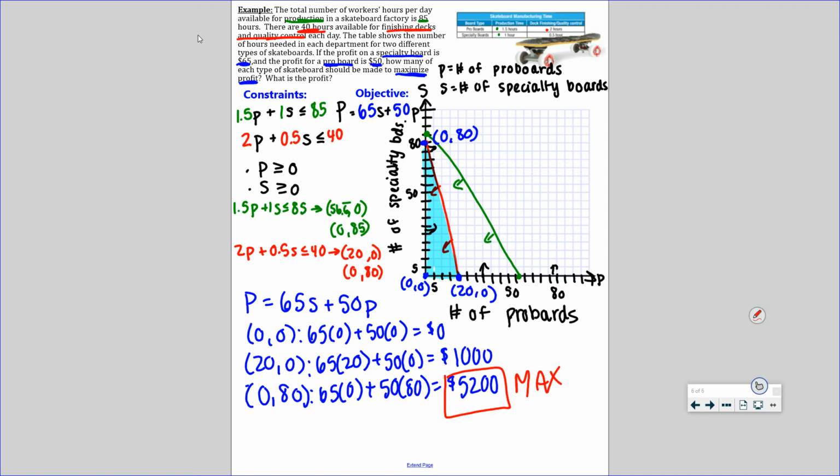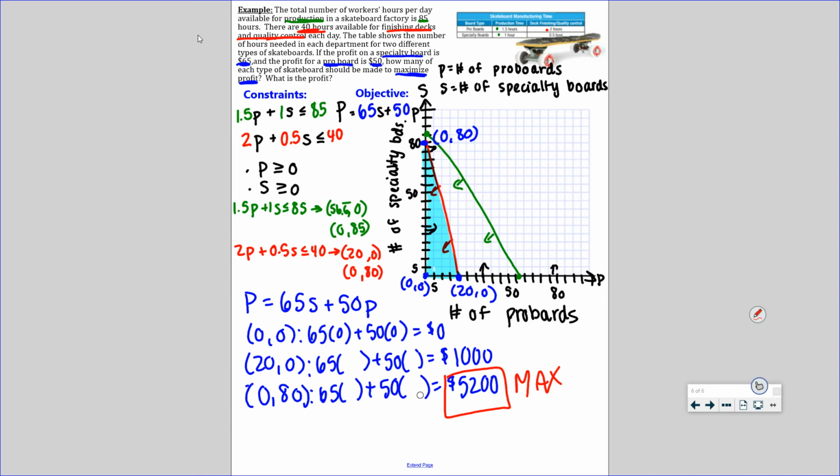So to answer their question, how many of each type of skateboard should be made to maximize the profit, and what is the profit? Did you get a different number? Are these backwards? Yeah, the 80 goes with the 65 and the 20 goes with the 50. Oh, did I plug them in backwards? Maybe. She still got the right answer. Yeah, those numbers are right, but you just have to switch them. I probably knew what the answer should be.